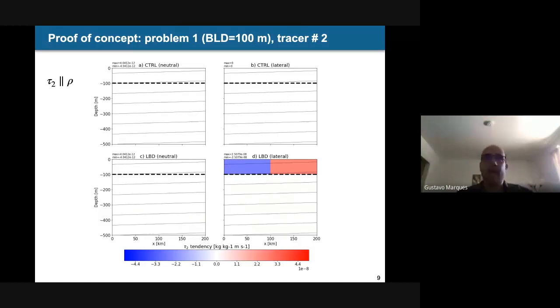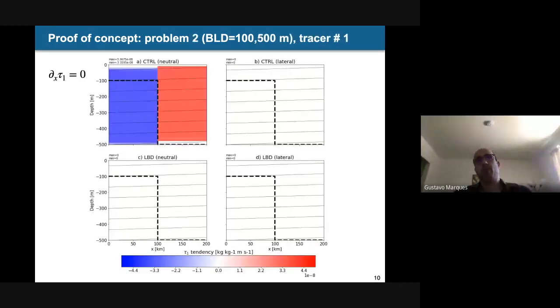It does not have a lateral diffusion. And then in the LBG experiment, again, the neutral diffusion is identical to the control because of numerical errors. And then we have the lateral diffusion being applied within the boundary layer.